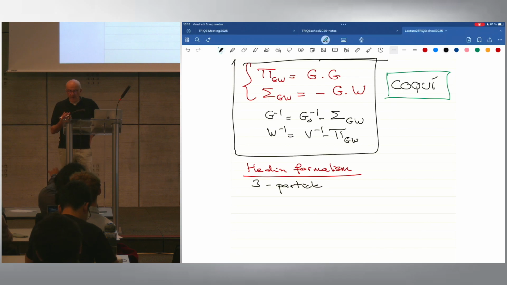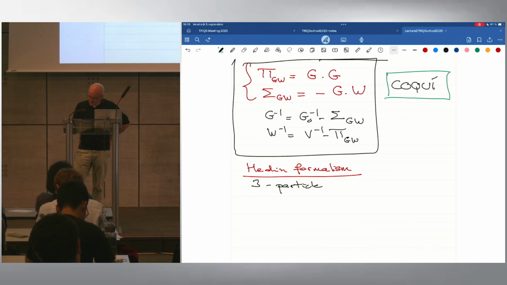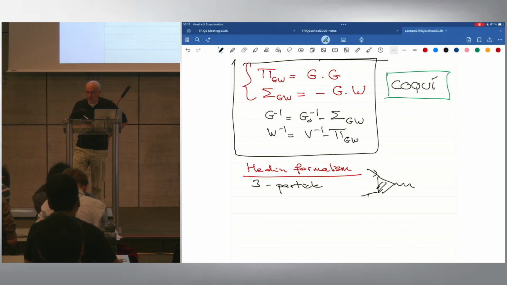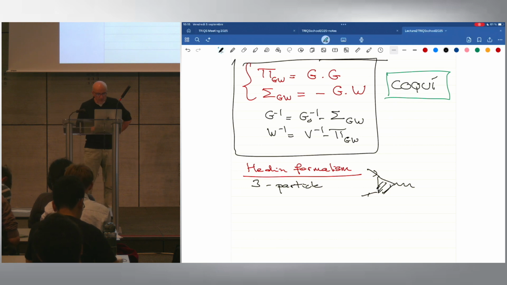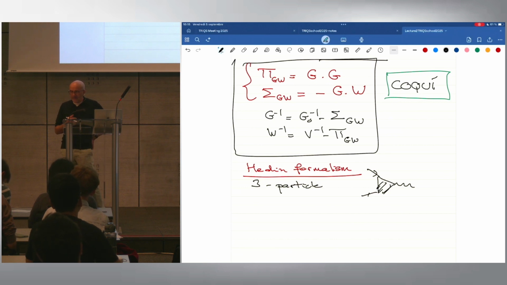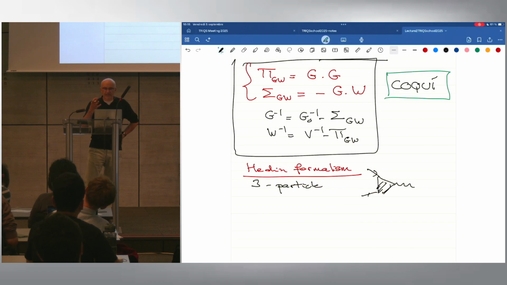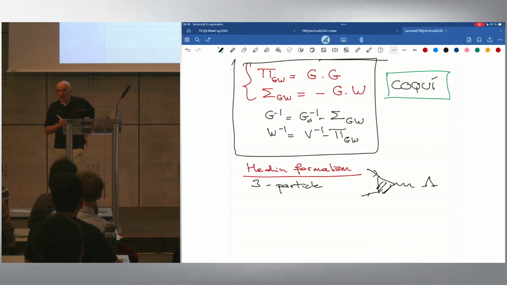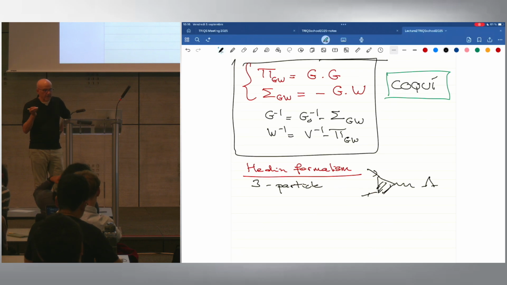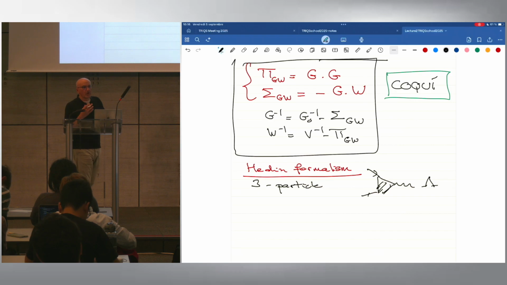But in the Hedin formalism, a key object is the three-particle vertex. The three-particle vertex has two external legs that are electron legs, and an external leg which is the interaction. So it's a triangular object like this. In fact, there is an integral equation which relates the three-particle vertex, which I'm going to call lambda, to the two-particle or four-electron-line vertex that Hugo introduced in his lecture, which he called gamma.